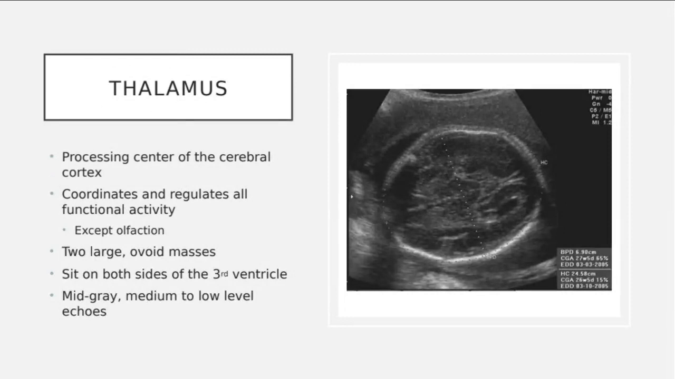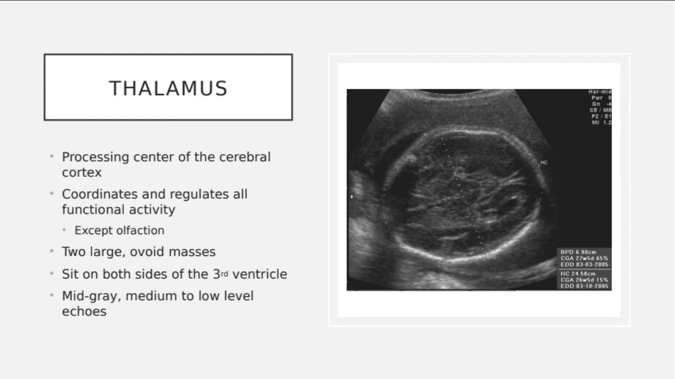Next, we have our thalamus. This is a processing center that's part of our cerebral cortex. It is also part of our brainstem as well. So this is going to help us coordinate and regulate our functional activity, all of them except for olfaction, which is smell. So interesting enough. It is going to appear as two large ovoid masses.